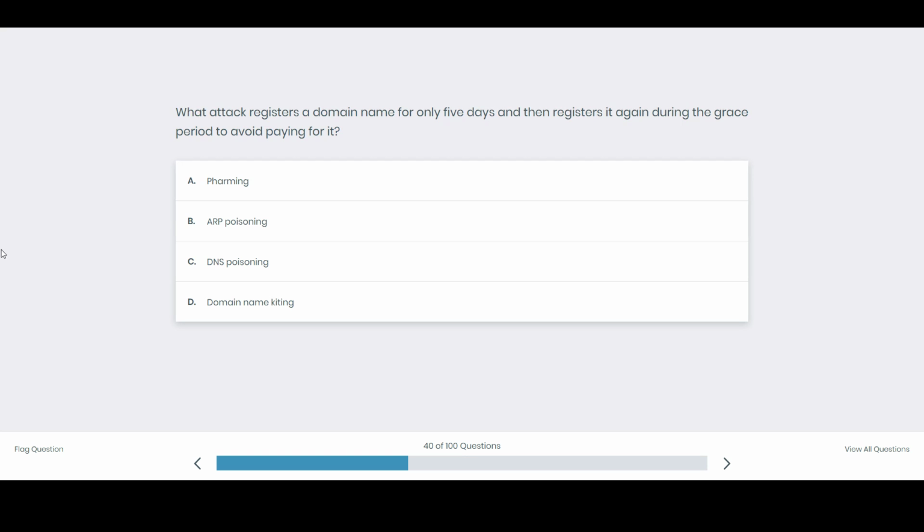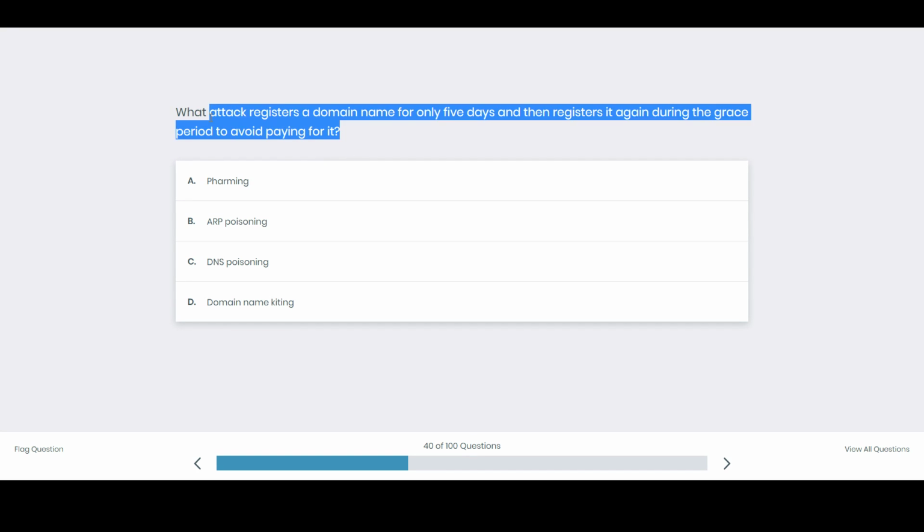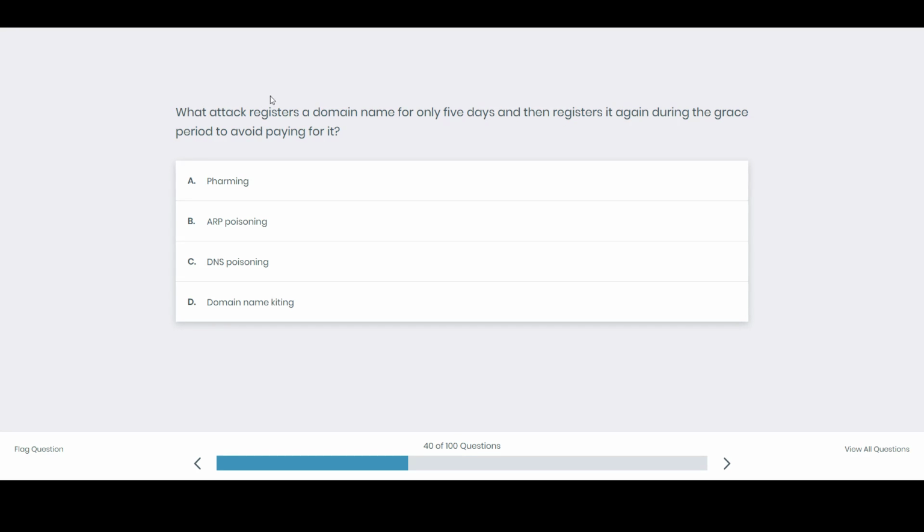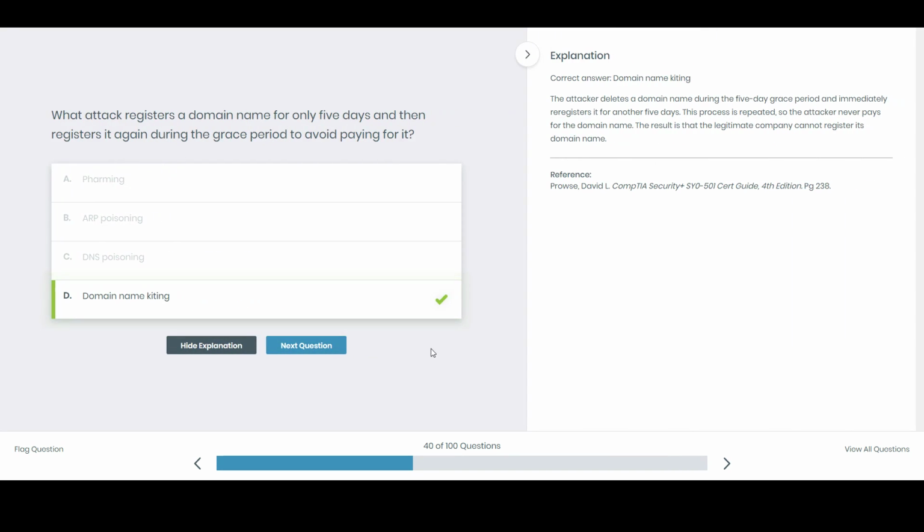What attack registers a domain name for only 5 days? I already know this one too because I've bought a domain before. They call it domain name kiting. They buy the domain for 5 days, then delete it during the grace period to avoid paying for it. This is not DNS poisoning or pharming, it's domain kiting. The attacker deletes a domain name during the 5 day grace period of the initial registration, then registers it again for another 5 days.